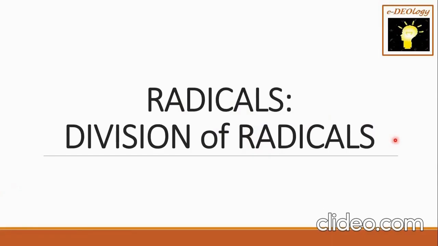Hi everyone, today we're going to study division of radicals. First, let us define the quotient property of radicals. Suppose I have 2 radicals here. The first one is the nth root of A, the second is the nth root of B. Take note that the indexes are the same, and these 2 radicals are both real numbers.